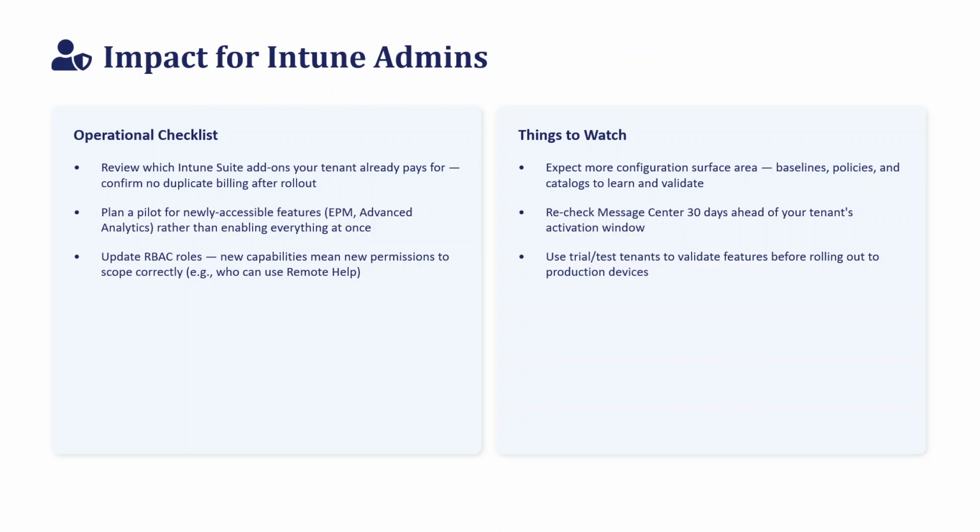Things to watch: expect more configuration surface area, baseline policy, and catalog to learn and validate. Recheck Message Center 30 days ahead of your tenant activation window. Use a trial and test tenant to validate features before rollout to production devices. So this is what we will be doing in this lab also. As I mentioned, I do have the test tenant, but all these features are not already included in my test tenant. So I will manually enable these features, and from there we will be utilizing them and testing these configurations.